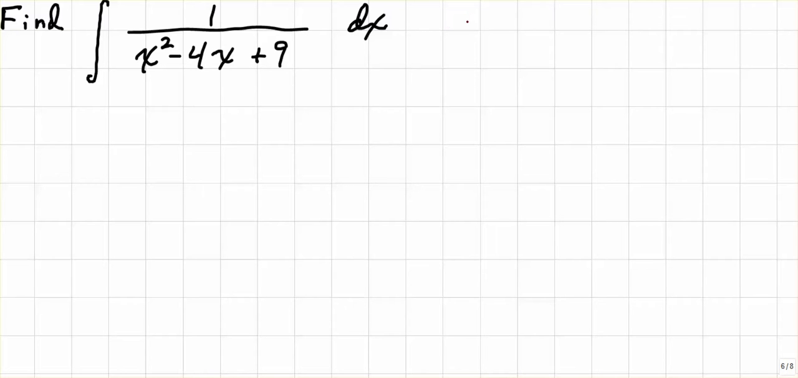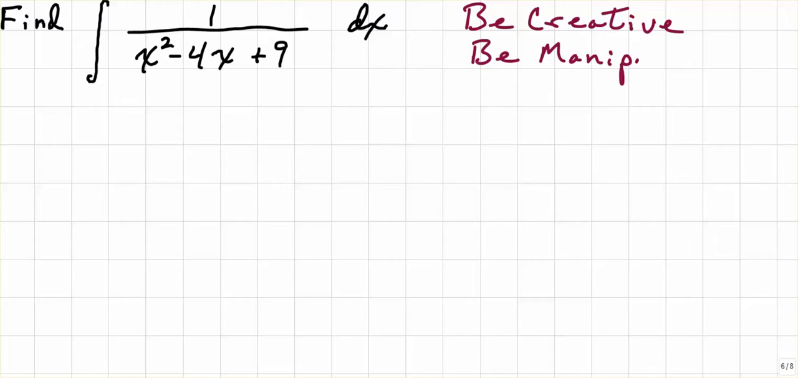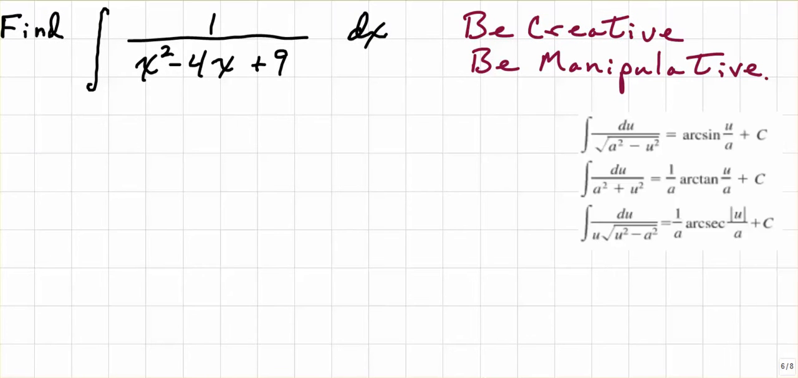So what I need to do is be creative and be manipulative. And since we've been talking about these three new formulas, the integral of du over the square root of a squared minus u squared, the integral of du over a squared plus u squared, and the integral of du over u times the square root of u squared minus a squared, it would follow that we're going to be looking at these particular types of integration techniques. And so what I want to do is look at this particular problem up here and notice that there are no square roots in it.